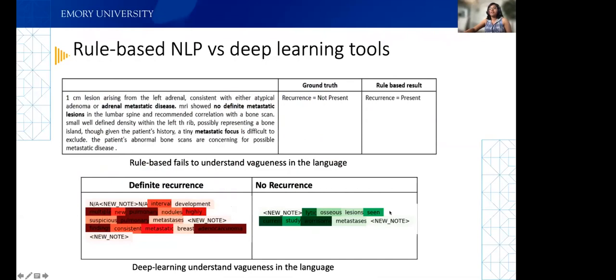We compared that model with the rule-based method that was previously developed and published. We see that the rule-based method works pretty well, but in some conditions, for example, a tiny metastatic focus that is difficult to exclude, so it's not confirmed, the rule-based method predicted distant metastasis present, but actually the ground truth was no metastasis because it was not confirmed. But our model can efficiently predict that. For example, for 'worrisome for metastatic', you see that the dark color represents the higher weight. So 'worrisome' gets higher weight even than 'metastatic'. That means the model can understand the vagueness of the language, which is kind of interesting.